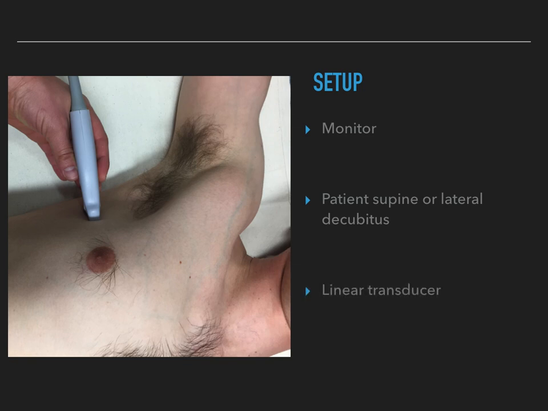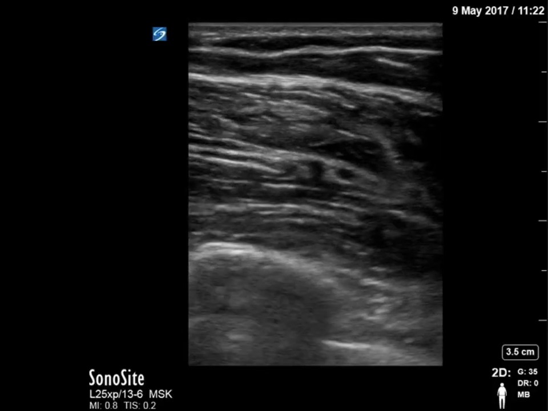Place your linear transducer in the mid-axillary line at about the level of the fifth rib, similar to where you would place a chest tube but a little more posterior. Whichever way you choose to orient the marker dot on the probe, do it the same way every time so that you get used to the images you see on the screen. All the images I'm using here have the marker dot posterior.